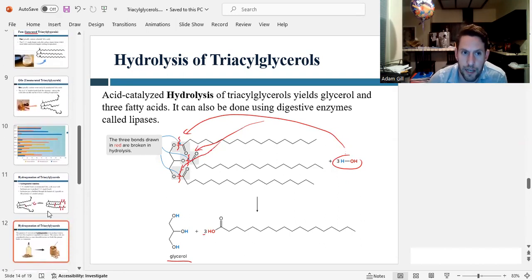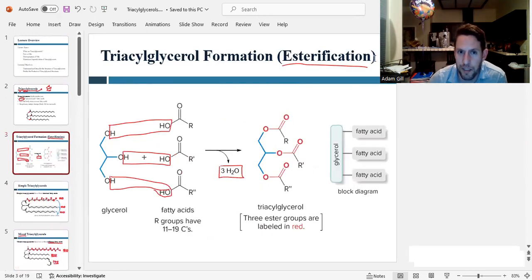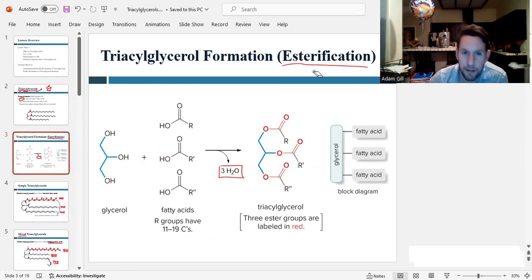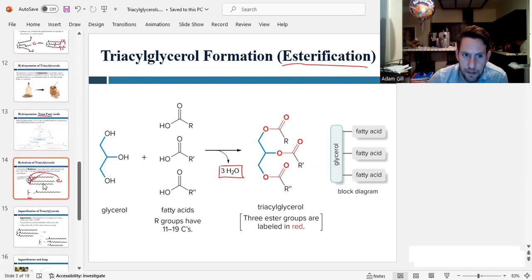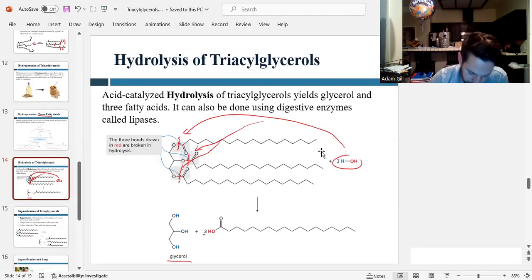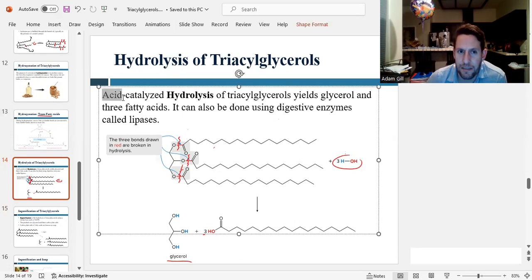All right, so sort of the opposite of the formation, right? Formation is the esterification, where you're combining the 3 fatty acids with glycerol. Hydrolysis is taking the triglyceride and cutting it to release the glycerol and the 3 fatty acids again. Now, this is using an enzyme or an acid catalyst.